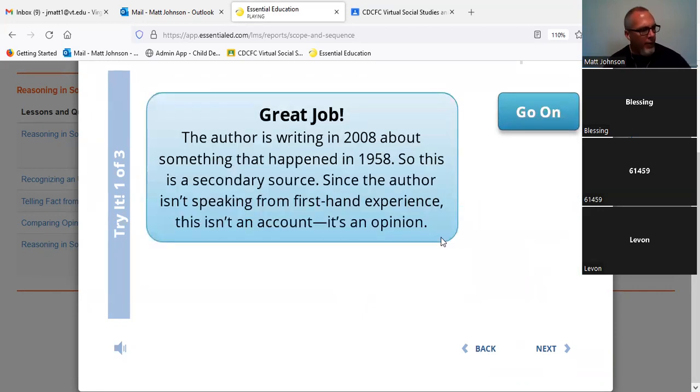Great job! The author is writing in 2008 about something that happened in 1958. So this is a secondary source. Since the author isn't speaking from first-hand experience, this isn't an account. It's an opinion. So it can't be an account necessarily. Going with opinion. A secondary source most of the time will be opinion oriented.